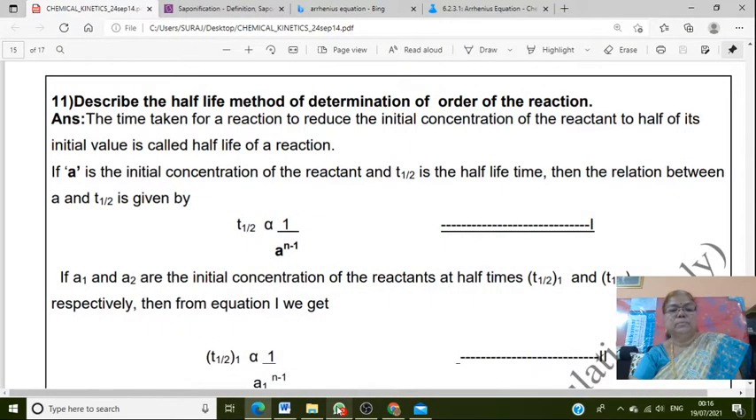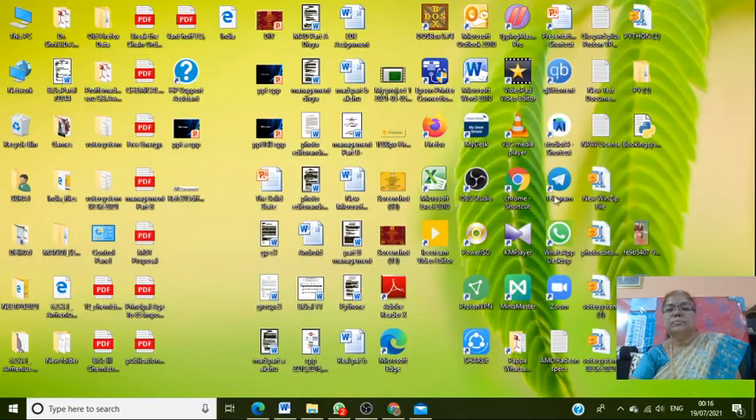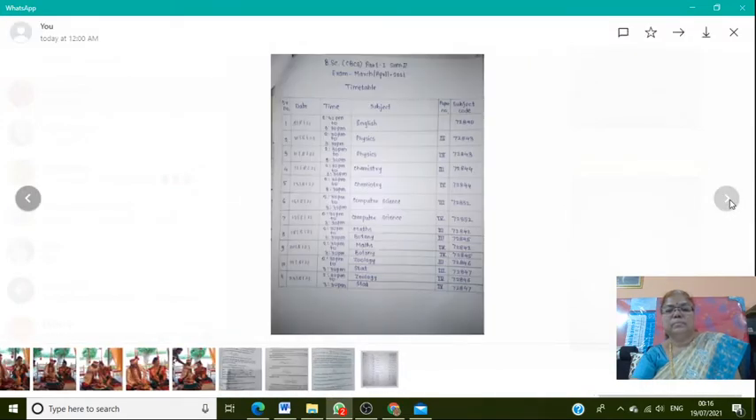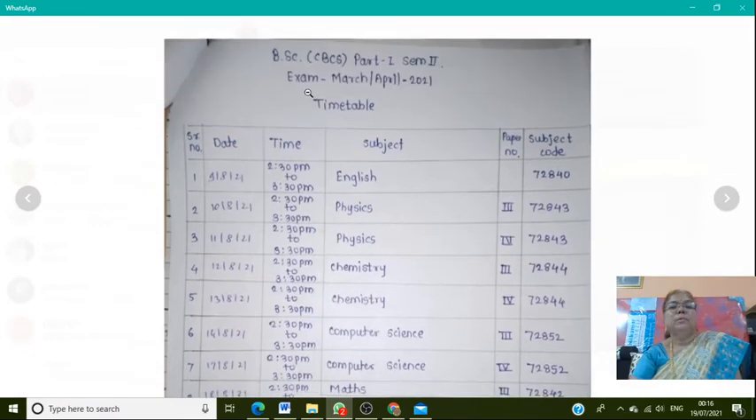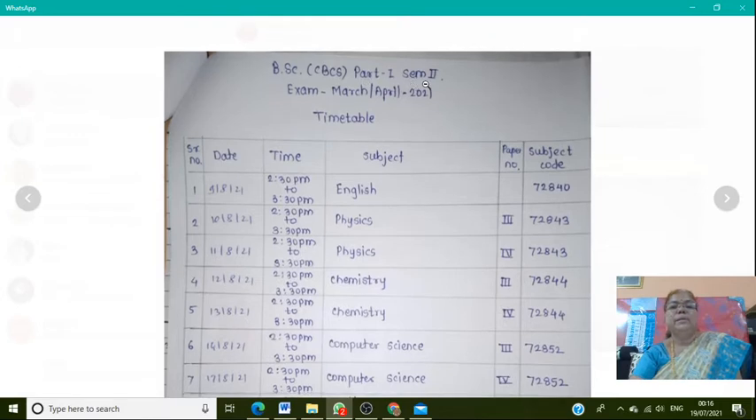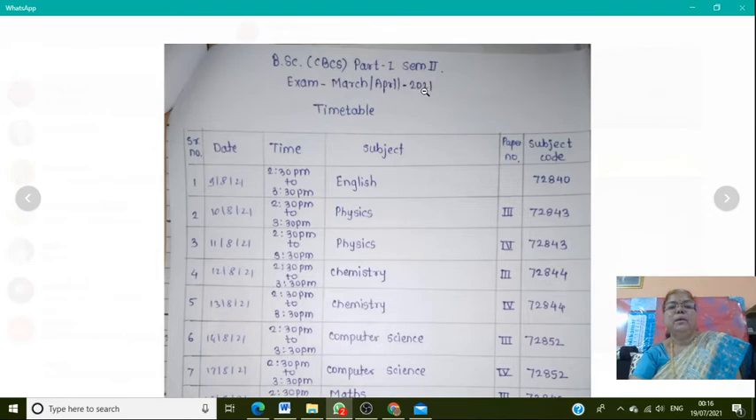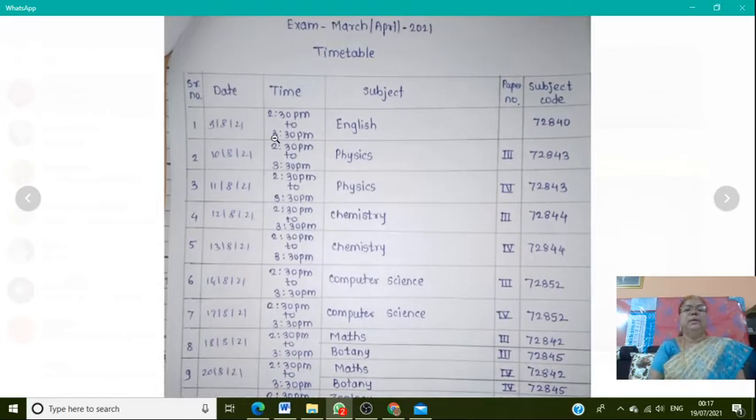Here, see, the B.Sc. CBCS pattern Part 1 Semester 2 exam, March-April 2021. Your exam is going to start on 9th August 2021. Now, 9 August 21 is the English paper.